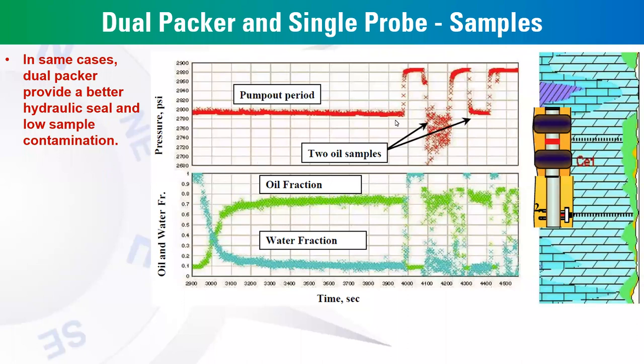In this example, we have a pressure profile using the dual probe. As you can see, we have less scattering in the recorded pressure during the drawdown or pump-out interval, while for buildup we have high quality pressure readings without any scattering like the single probe. And we can collect samples at these drawdown intervals. But at the same time, for the single probe, we have higher scattering in the recorded pressure, and also relatively high contamination of the collected samples.